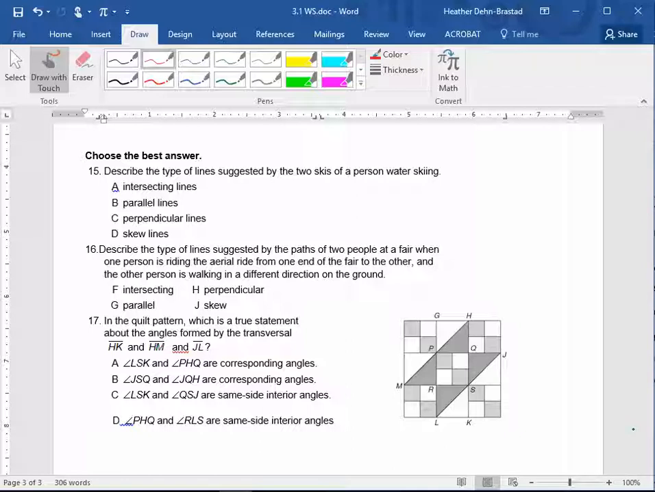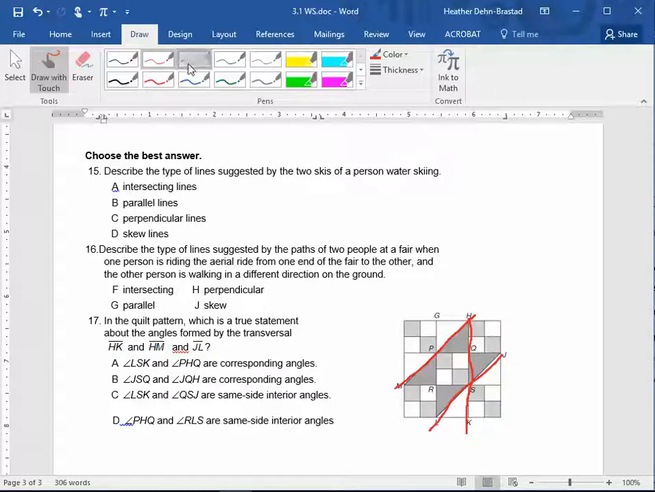In 17, there's this quilt pattern here, and it says, which is the true statement about the angles formed by the transversal line HK? Let's trace that line. Here's HK, kind of wavy. And HM, where's HM? Here's HM. And JL. And then we're going to look at these angles.